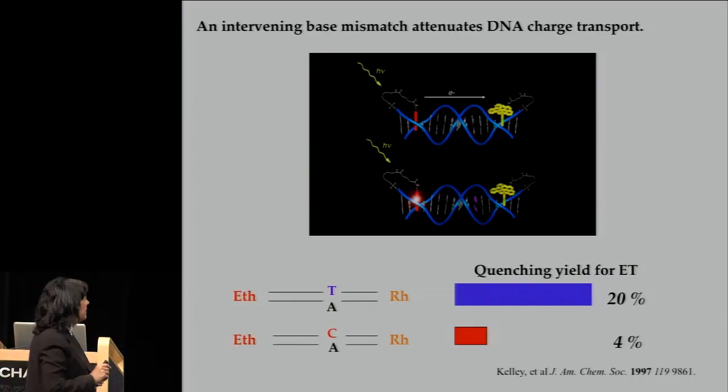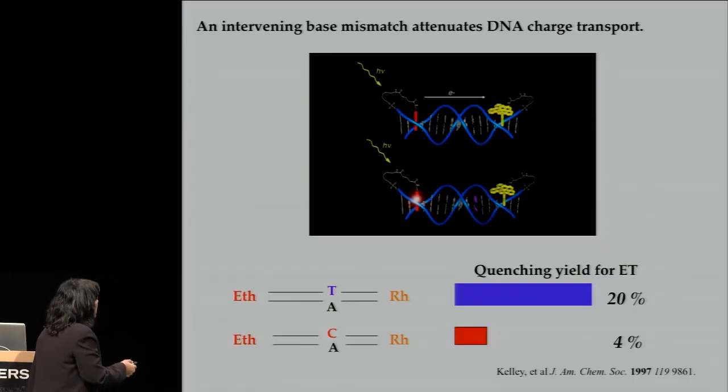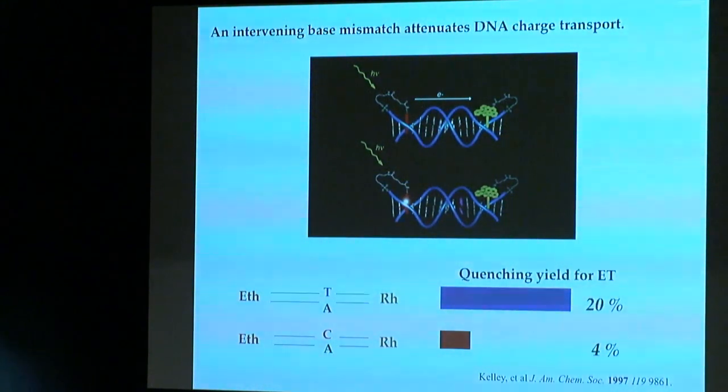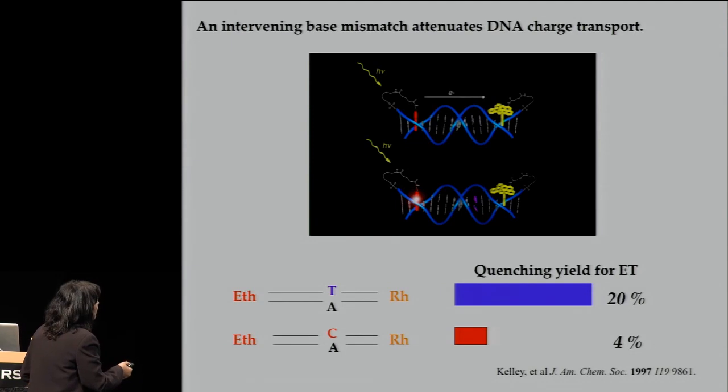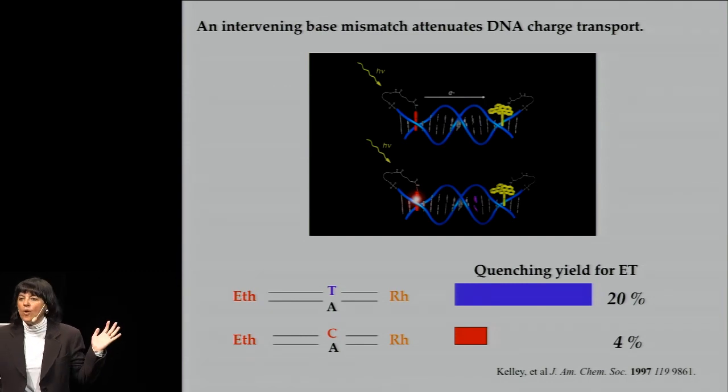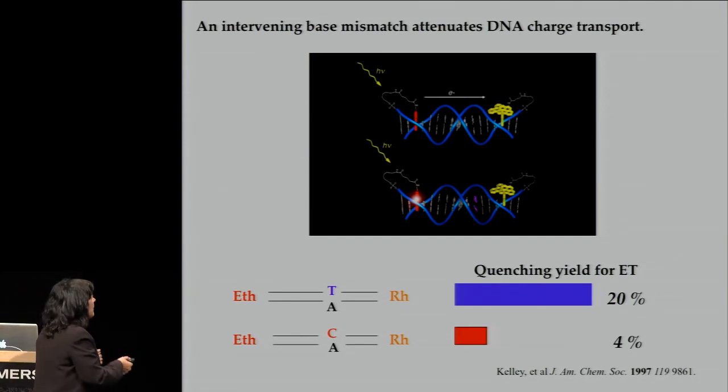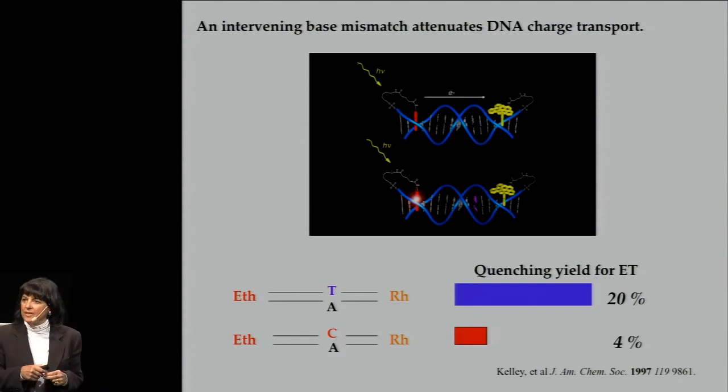So here's another case where we have one of our tethered molecules. In this case, it's a tethered ethidium. It's an organic molecule that can also stack, intercalate into the DNA via these delocalized pi electrons. And usually, ethidium fluoresces. It's a good fluorescent stain for DNA. But if you have one of our rhodium intercalators on the other side, you don't see any fluorescence. The fluorescence is gone. It's quenched. It's short-circuited by electron transfer through the DNA.